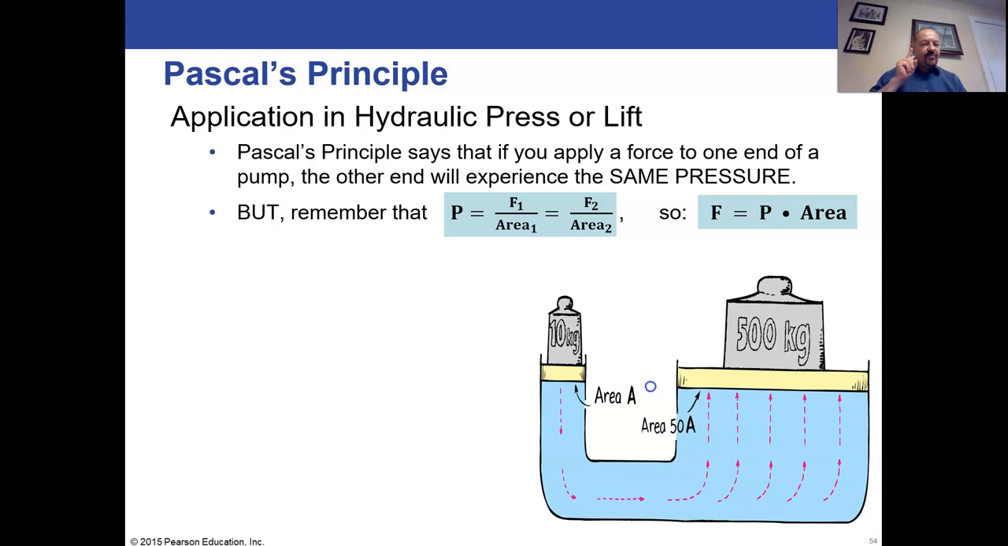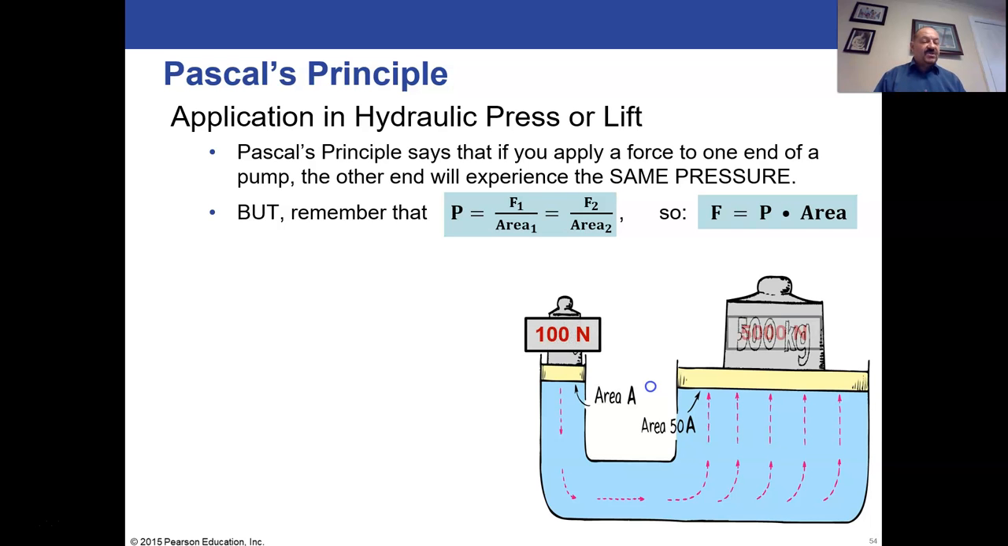But pressure equals force divided by area. So if you have one force in one place with one area, and you change the area in the other part, you will have the exact same pressure, but you will have a different force because it's the ratio of force to area, which is pressure. So if we look at this diagram here, we've got this liquid-filled device that has a small area end on one side and a large area end on the other side. And what it's showing is a 10 kilogram mass on one side and a 500 kilogram mass on the other.